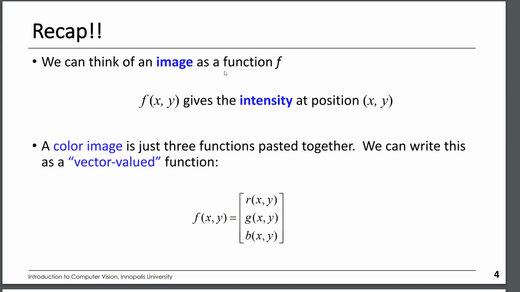So, a small recap. Again, we can think of an image as a function of x, y, where x and y are the coordinates of the pixel, which gives you the intensity at position x, y. We can think of a colored image as three functions, which we can write as a vector-valued function. So f of x, y equals a vector of red of x, y, green of x, y, and blue of x, y, right?